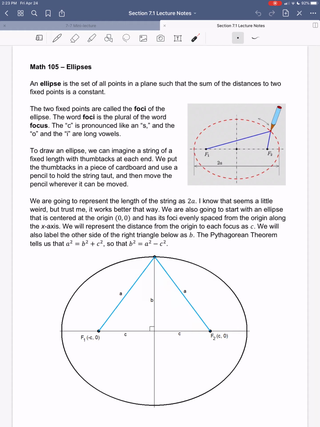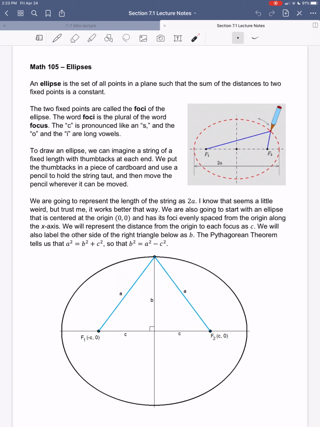Those two fixed points are called the foci of the ellipse. The word foci is just the plural of the word focus. So we have one focus, and more than one foci. An ellipse has two foci. So those are fixed points.